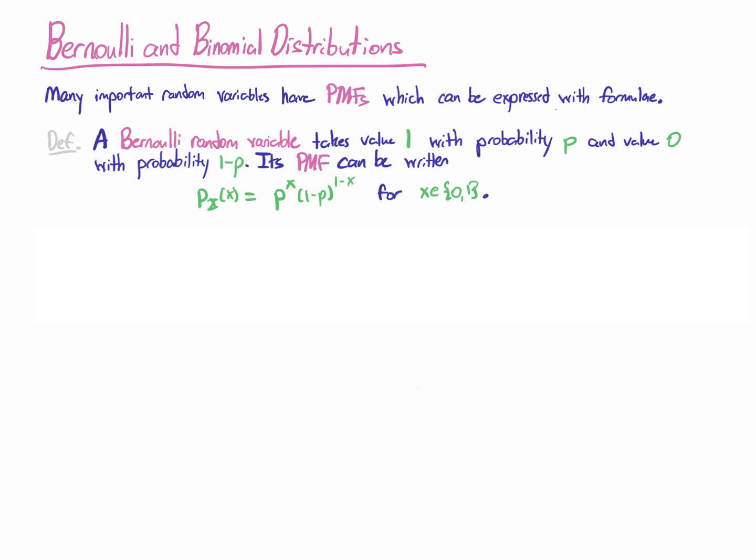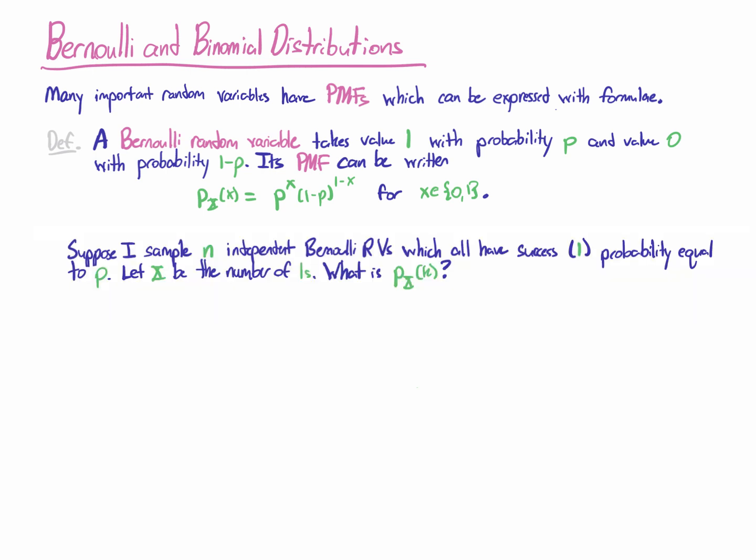Once we've introduced the Bernoulli distribution, the idea that we are modeling flipping a biased coin, and we can express the probability mass function in this formulaic way, let's develop this a little further. What if I have many independent Bernoulli random variables? Suppose that I sample n independent Bernoulli random variables, which all have success probability, that's often our standard word for p, equal to p. And I want to count the number of ones that I get. You can think of this as counting the number of heads in a sequence of coin flips. What's the probability mass function? What's the probability that I get k of these random variables equal to 1 when I do n samples?